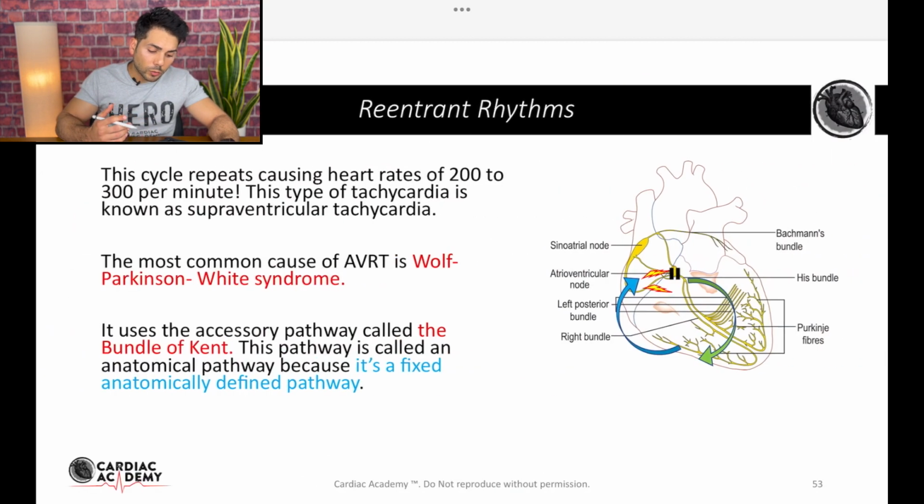Now, once we have that PAC, it can travel again to the AV node, down the ventricles, and then climb again back into the accessory pathway, causing a loop. And on some occasions, this loop can cause the heart rate to go up to 200 to 300 beats per minute. The classic example is Wolff-Parkinson-White syndrome. And in this condition, the pathway is an anatomical pathway called the bundle of Kent.